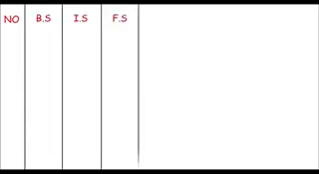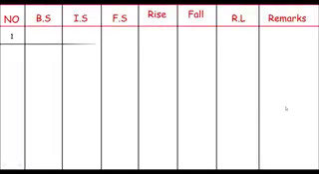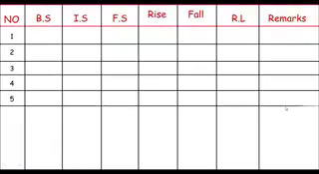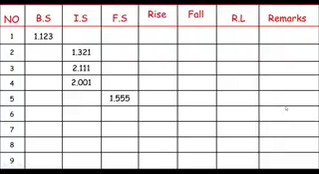This table contains the columns of number, backside, interside, foreside, rise and fall. That's why this table is known as the rise fall table, and then the RL and of course remarks. Let me draw some rows in this form: 1, 2, 3, 4, 5, 6, 7, 8, and of course 9. We have taken some readings on the leveling staff like in this form.